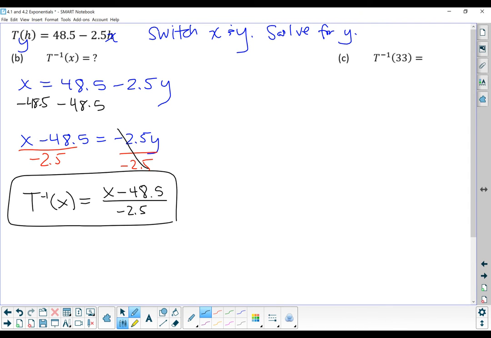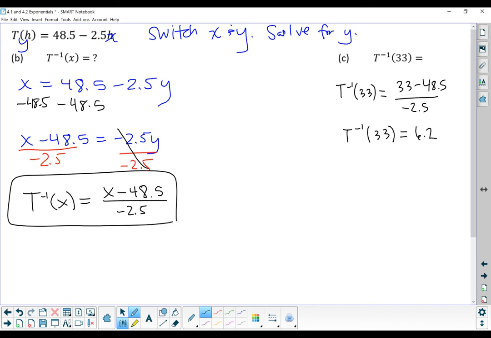We have one last follow-up question. Part C is going to have you use your inverse to calculate a particular value. So it asks us to calculate the T inverse of 33. So we're going to sub 33 into our function. T inverse of 33 is equal to 33 minus 48.5 divided by negative 2.5. So if I calculate that, I get 6.2.